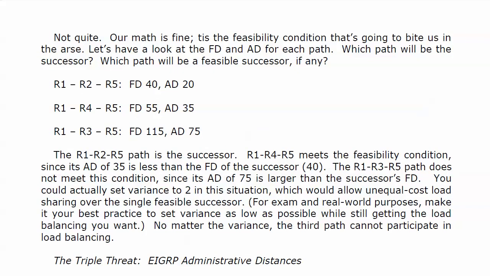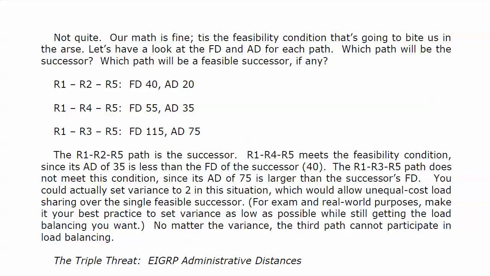Well, our math is fine, but it's the feasibility condition that is going to bite us in the behind. Looking at the FD and AD for each path here, we know what the successor is going to be just by looking at it. 125 has an FD of 40, that's our successor. Well, 145 meets the feasibility condition because its AD of 35 is less than the successor's 40. The 135 path does not meet that condition because its AD of 75 is larger than the successor's FD.